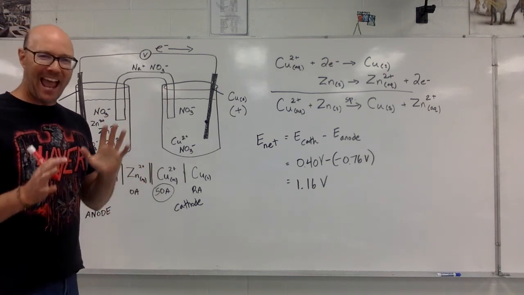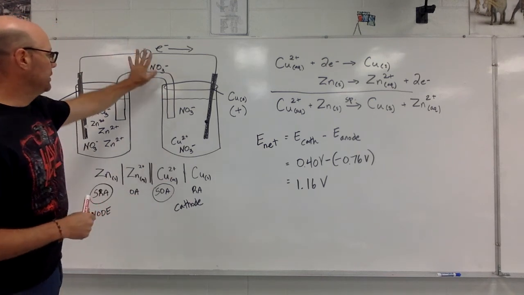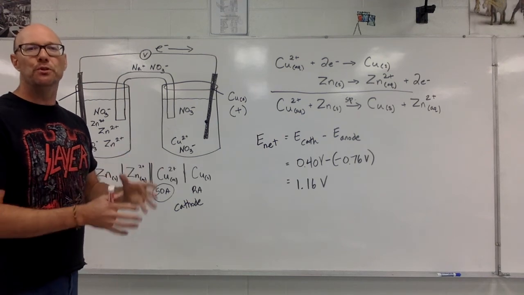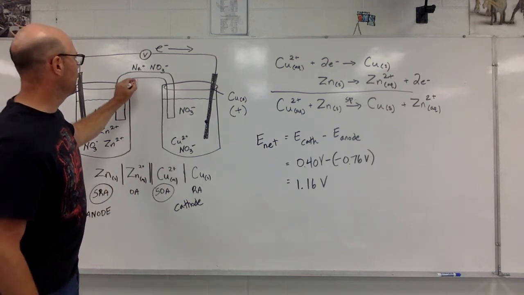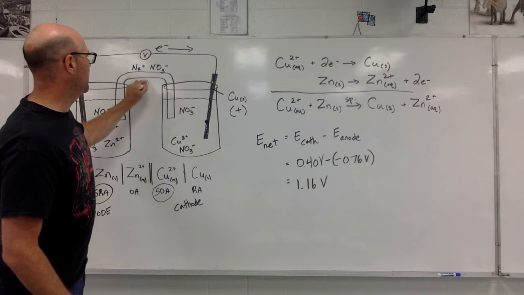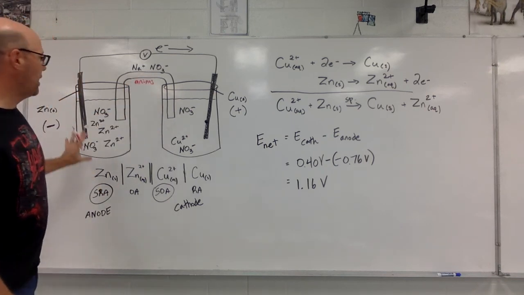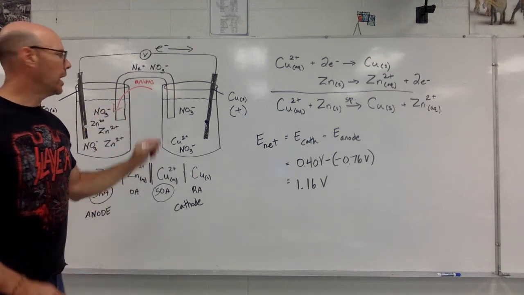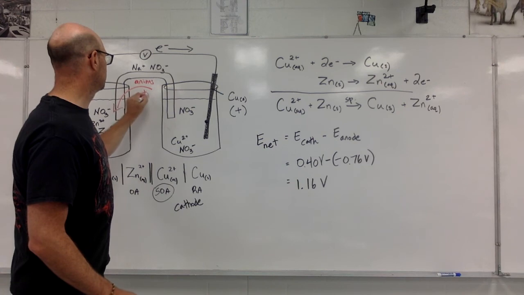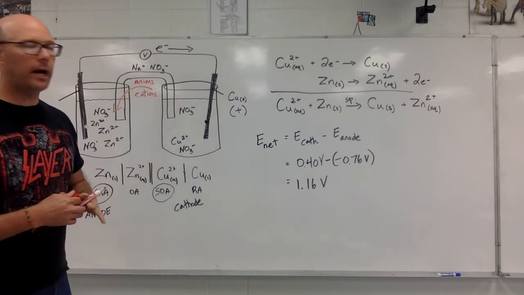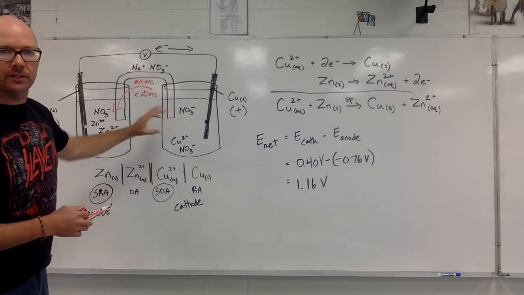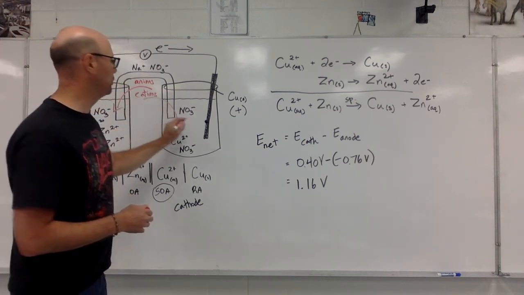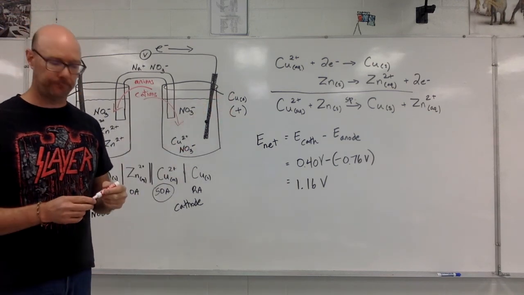Here it's that the anions, whether they're in the salt bridge or in the electrolytic solutions, move to the anode. So here I'm just going to write the word anions, and they're going to move to the anode, this side over here. The anions are going that direction. Cations, the positive ions in the salt bridge or even in the solutions, are going to migrate towards the cathode, which in this example is the copper half cell.